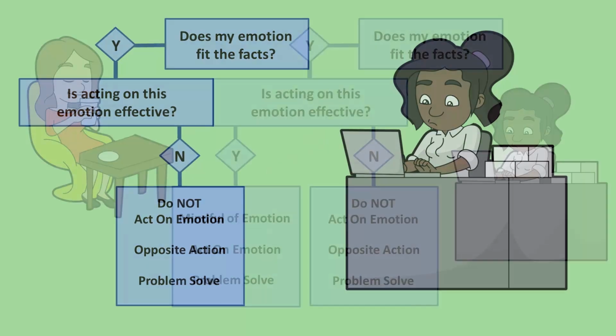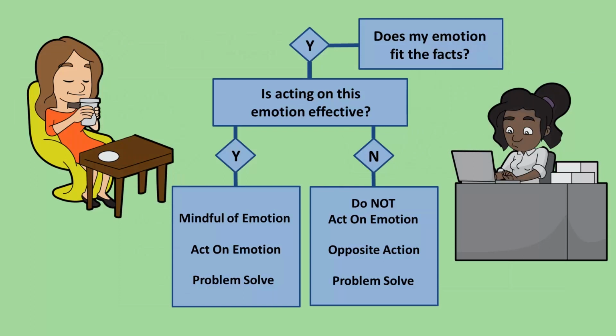Now, in both of these scenarios, since our emotions fit the facts, we can use problem solving to try to figure out a way to change the situation that's prompting our emotion. For example, figuring out a way to get a different job, or coming up with a plan to prepare for the exam that doesn't leave us so anxious.